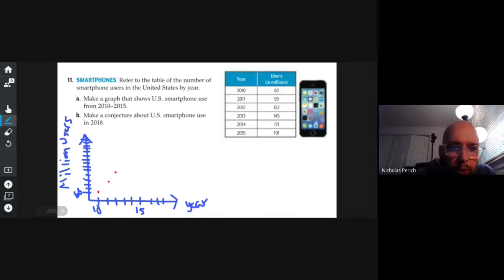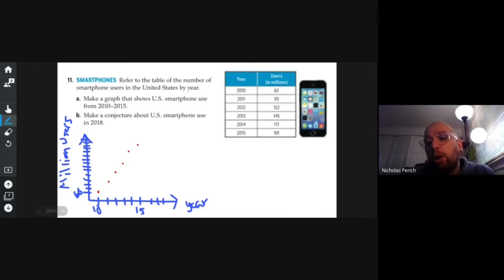13 was 145, so boop. 14 was 178, so right around there. Boop. And 15 was 191, so like right around there. Boop. So there's my graph. I'm not going to connect the dots because it's not a straight line.